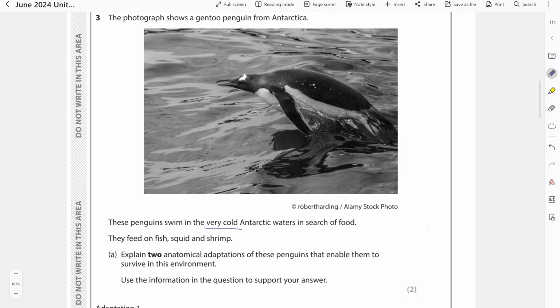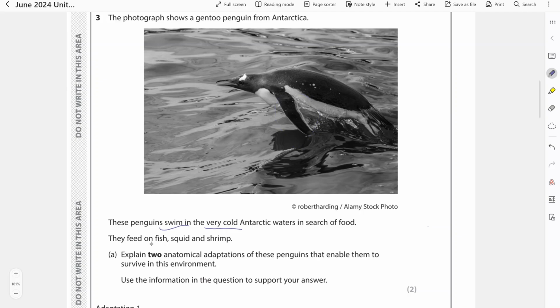Now, they need to be able to swim in search of food, and you can see their body is very streamlined, right? And that helps them to propel themselves through the water quickly and reduce water resistance as they're moving through the water. To add to that, you can say that it's got webbed feet and these wings that help them to swim. So that would be in the same mark.